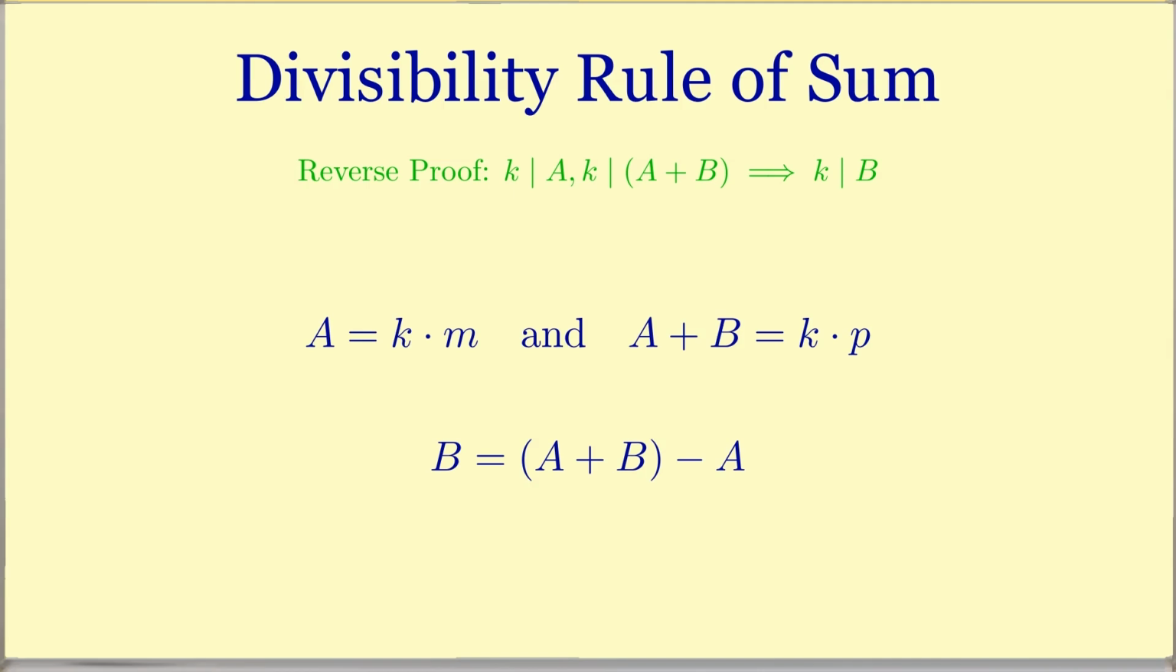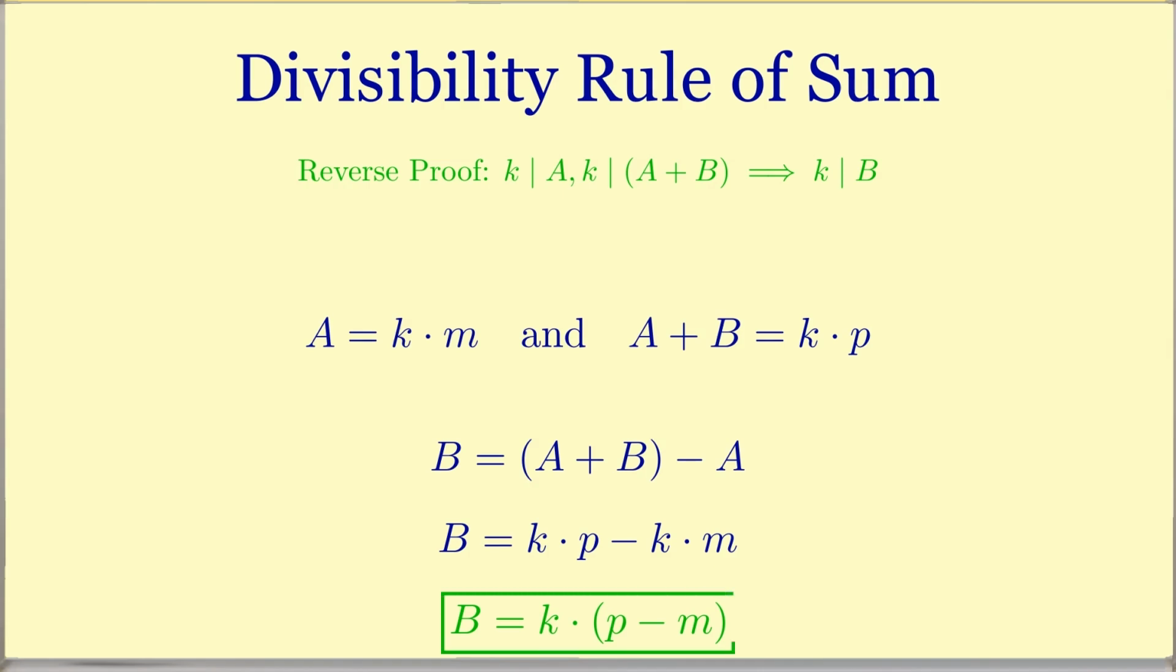To isolate b, we just subtract a from the total sum. So b is equal to k times p minus k times m. Factor out the k again, and you get k multiplied by the quantity p minus m. Just like with addition, subtracting one whole number from another leaves you with a whole number. Therefore, b must also be a perfect multiple of k.